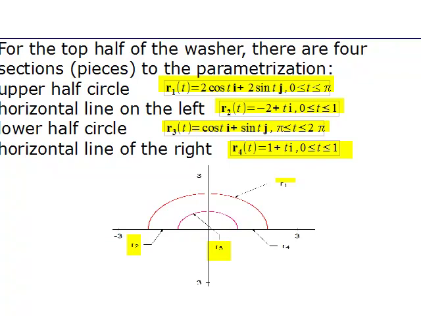Here's 3 and here's 4. That's a parameterization. You see, we already broke it up into 4 pieces. The rest is fairly obvious.